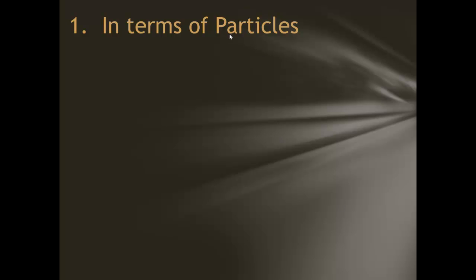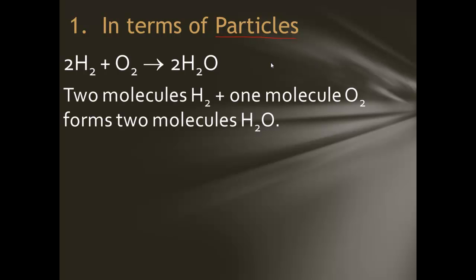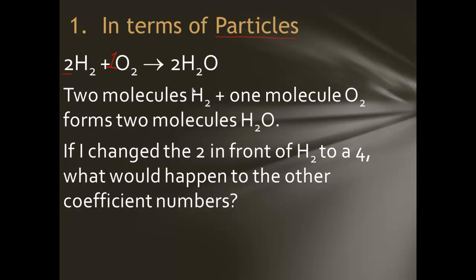So, like I said, at first we can look at those coefficients in terms of particles. If I look at this here, 2 molecules of H2 plus 1 molecule of O2, because I have my invisible 1 there, forms 2 molecules of H2O. If I change the 2 in front of the hydrogen to a 4, what would happen to the other numbers? Well, if I make this a 4, then this is going to double to a 2, and that's going to double to a 4. That's what's going to happen to the other coefficients. So that's one way to look at it in terms of particles.